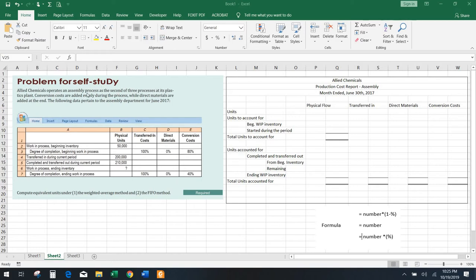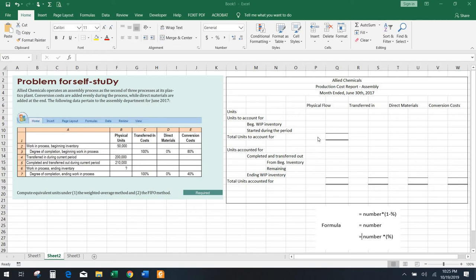Now when it says second process, what that means is there's probably going to be transferred in from another department, transferred in cost or transferred in units. So just keep that in mind. Conversion costs are added evenly during the process, while direct materials are added at the end. The following data pertains to the assembly department for June 2017.